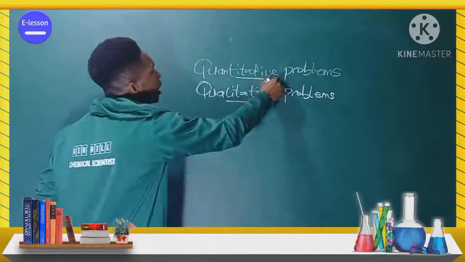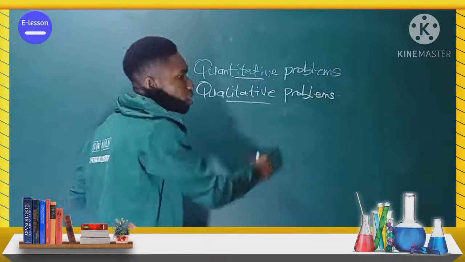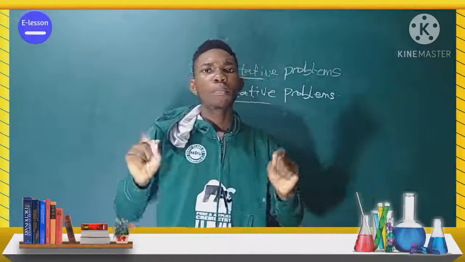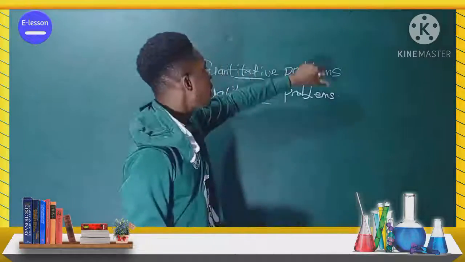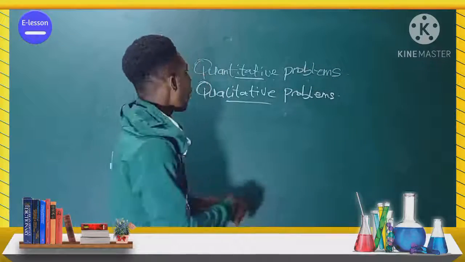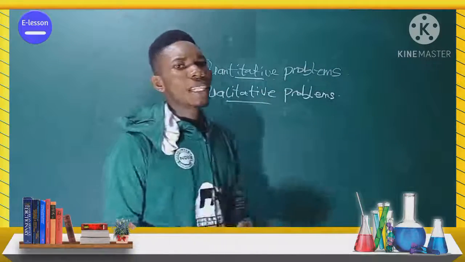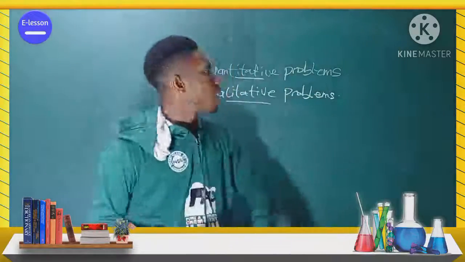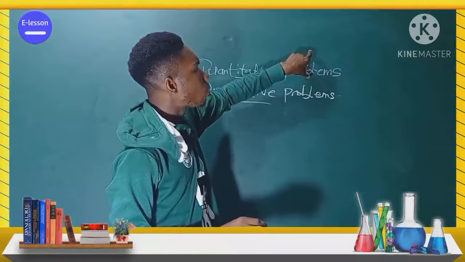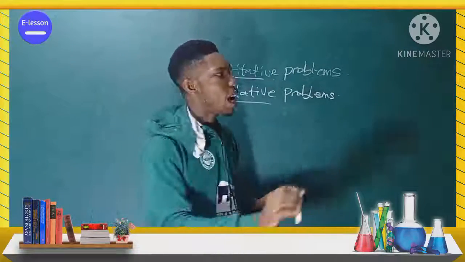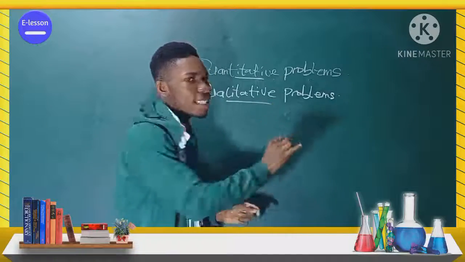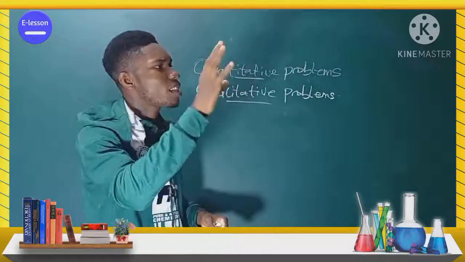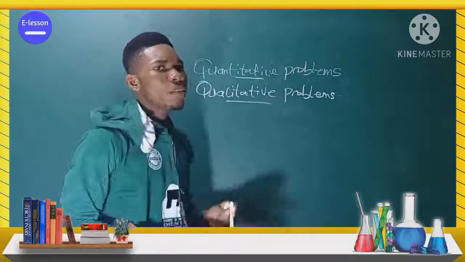We said we have the quantitative problems and the qualitative problems. The quantitative tells us about the amount, the degree, the level of the analyte in the sample, while the qualitative problem tells us what is present. So in most scientific experiments, the quantitative analysis is often carried out, not the qualitative. Why? Because we have already established that the quantitative can also give us information about the qualitative problems.